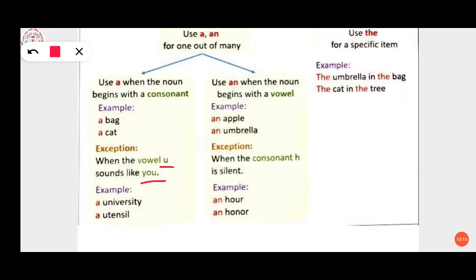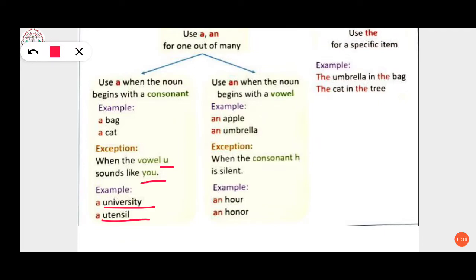Like we have learned this, no? We use an with singular countable nouns which begin with vowel sound, and vowels are A, E, I, O, U. So usually what we used to do, we add just an before any vowel. So we should not do like this. What we have to notice is the sound. Here it is given the exceptional cases when the vowel U sounds like Y-O-U. Examples are given, a university, a utensil. If we are pronouncing these words, you will find that it is not the vowel U, but it sounds like Y-O-U. That's why it comes under exceptional case and we use a university and a utensil.